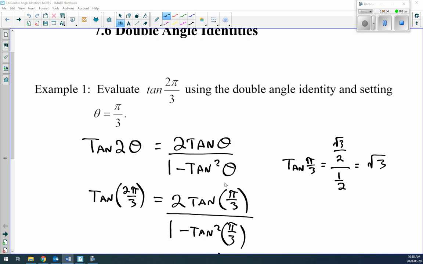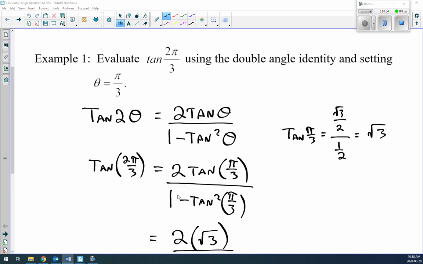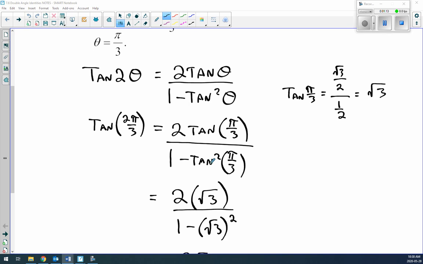Okay. Well, we're going to plug in tan 2 pi over 3. Well, that's just 2 times pi over 3, so 2 pi over 3. Can we find that? Yeah, it's on the unit circle. So then we can replace it here. So we're just doing the work here. So 2 tan pi over 3, over 1 minus tan squared pi over 3. Pi over 3, is it on there? Yep.